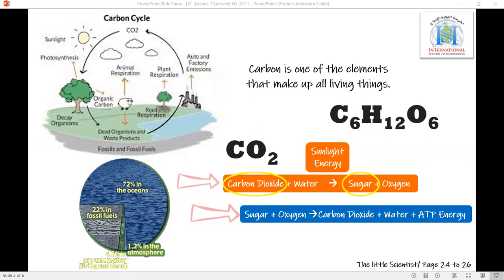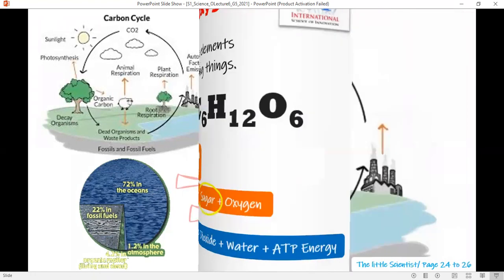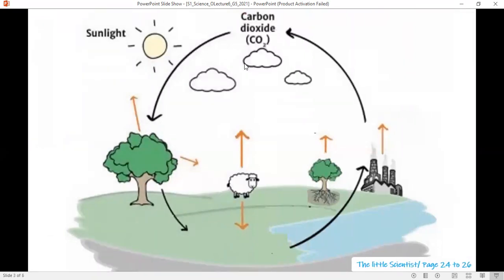balance. This is why we have something called the carbon oxygen cycle or the carbon cycle. The carbon cycle keeps the right amount of carbon in the nature. How does the carbon cycle occur?